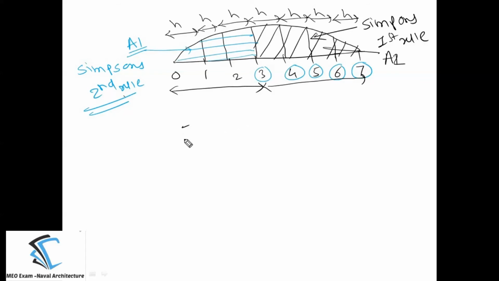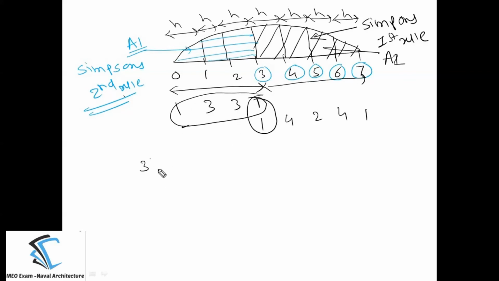Why am I saying you can't combine like this? I will tell you: 1, 3, 3, 1, and then you might be thinking, sir, I will do it like this, 1, 4, 2, 4, 1, so I can combine this 1 plus 1. Don't combine this. Why? Because when you are using Simpson's second rule, the multiplication factor is 3h by 8, and for Simpson's first rule, the multiplication factor is h by 3. So that's the reason you can't combine this 1 and 1 together.